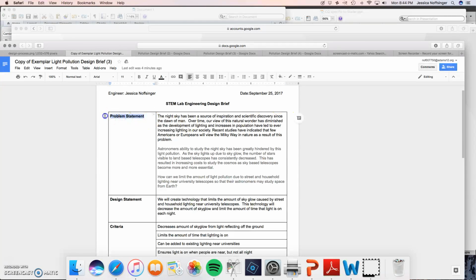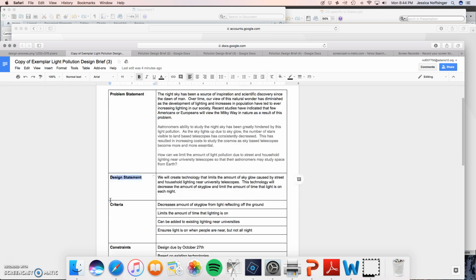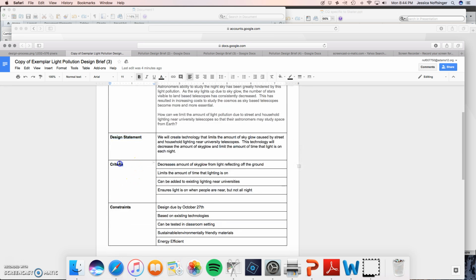There is a problem statement. This is going to talk about what the problem is within a bigger context. There's going to be a design statement, which is going to tell us what it is you're trying to design to solve this problem. You will then identify the criteria, or what your solution needs to be able to do. And finally, the constraints. What are the limits that you have to work within to make this a successful project?